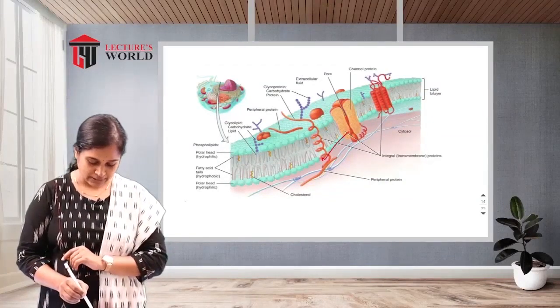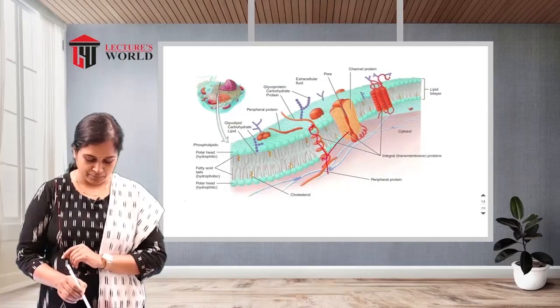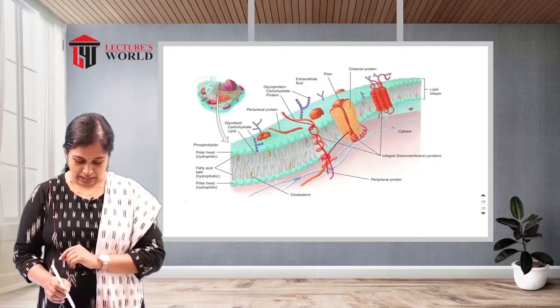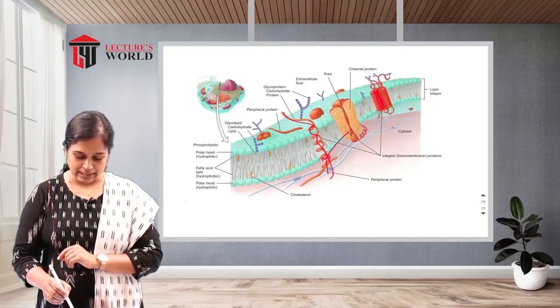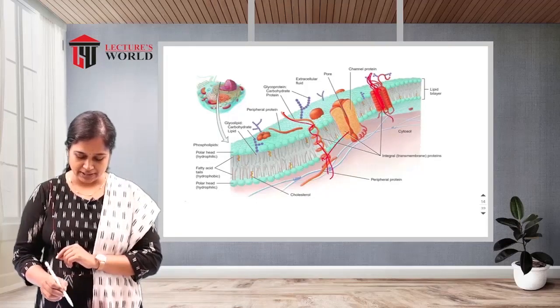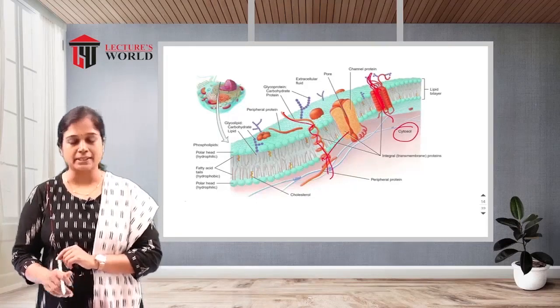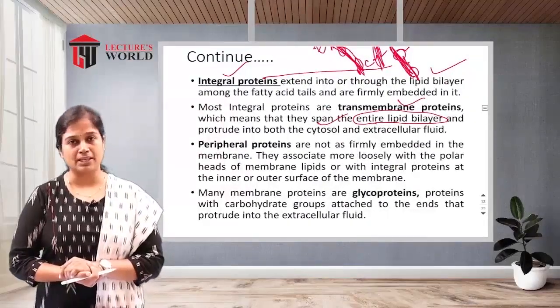So it passes from the middle of the layer and protrudes outside as well. And this is also an example. It passes into the layer, as well as it protrudes outside of the cell and protrudes inside of the cell, that is, the cytosol.